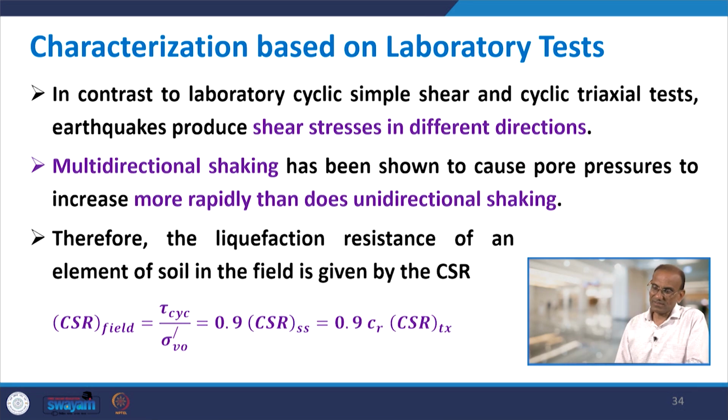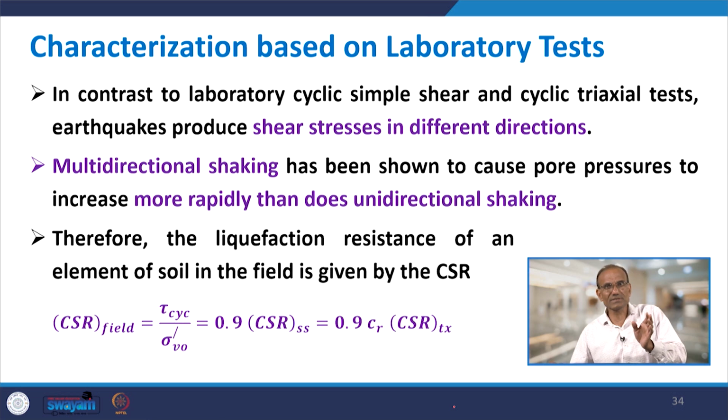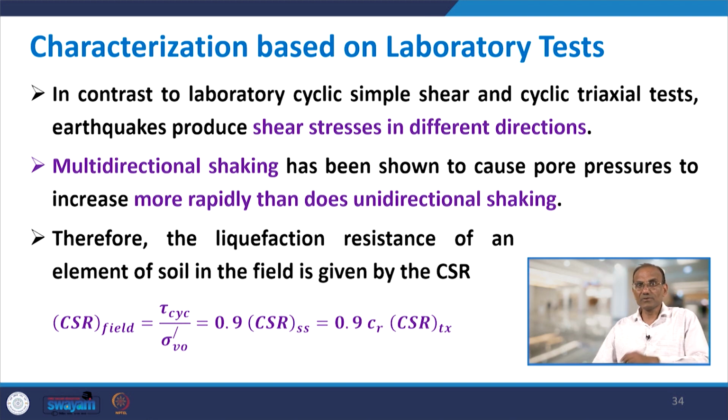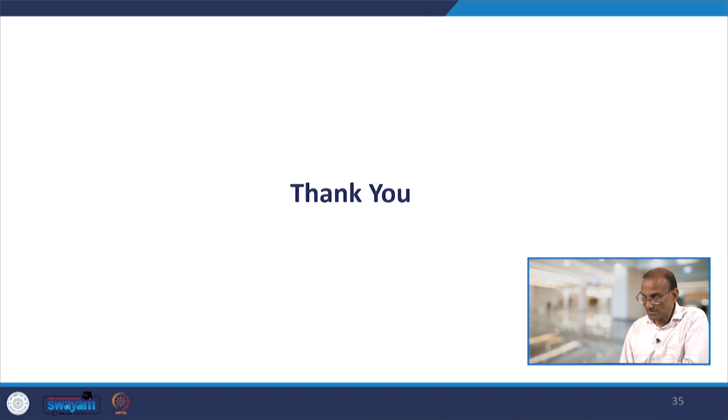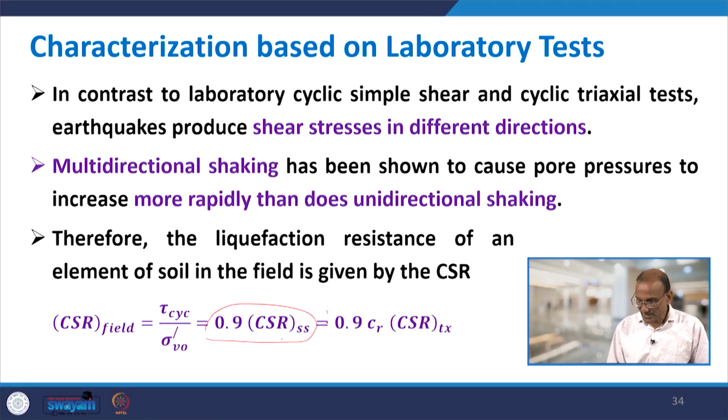But it has been seen further that in contrast to laboratory cyclic simple shear, cyclic triaxial tests produce shear stress in different directions, which we already discussed. But in the field, rather than simple shear or triaxial, you have multi-directional shaking, and it causes pore pressure to increase more rapidly than unidirectional shaking. So, as a result, the CSR value in the field is about 90% of the CSR for simple shear, and the CSR for simple shear can be obtained from the CSR for triaxial. So, ultimately CSR field can be obtained as 0.9 times CSR simple shear, which in turn comes from CSR triaxial.